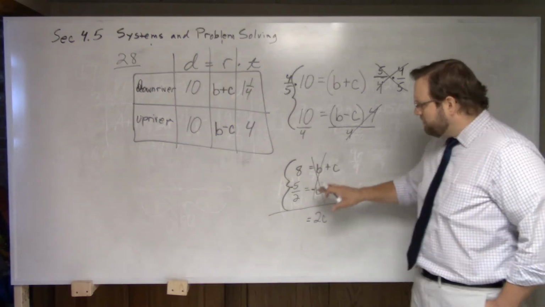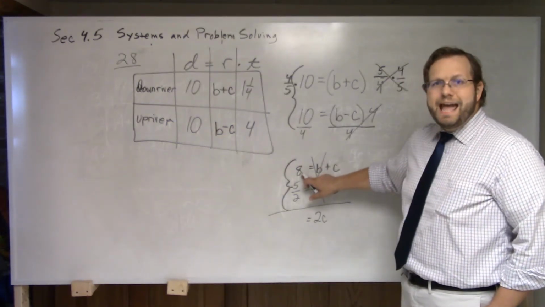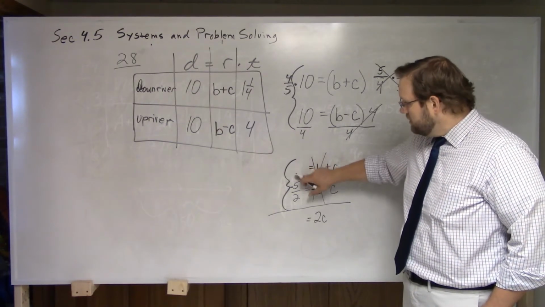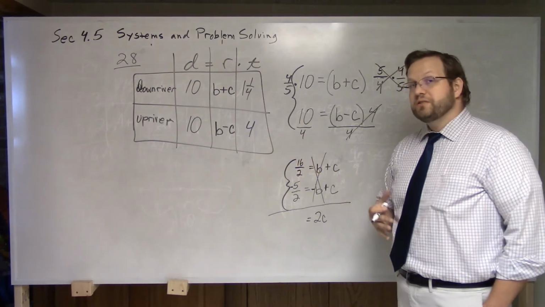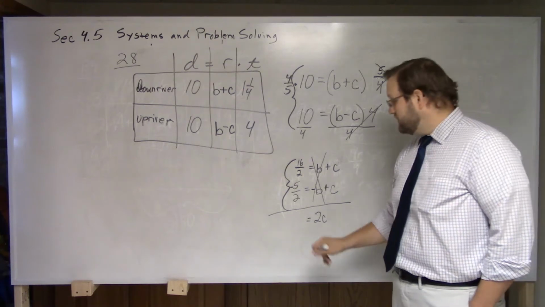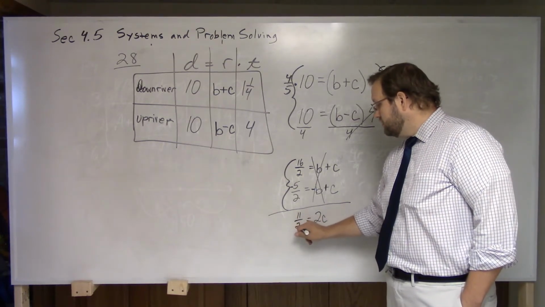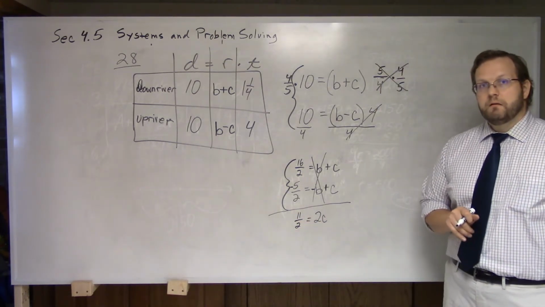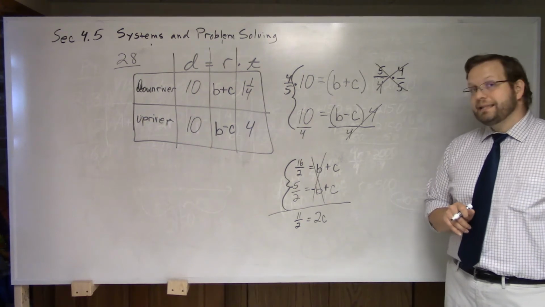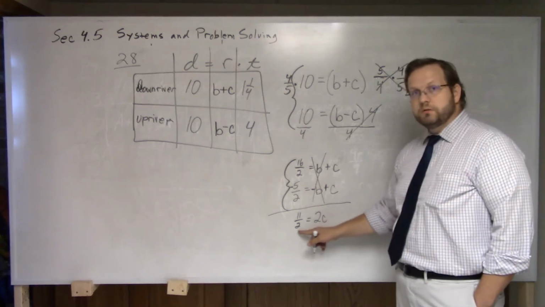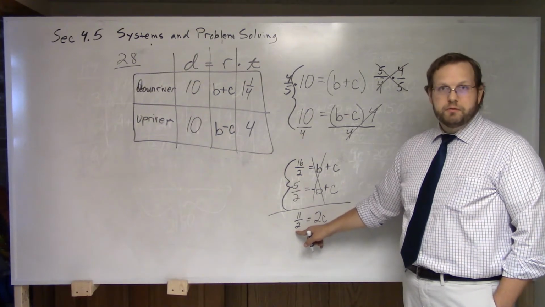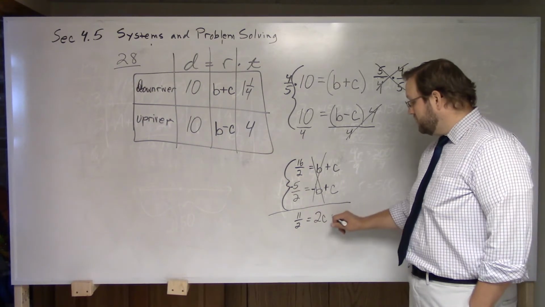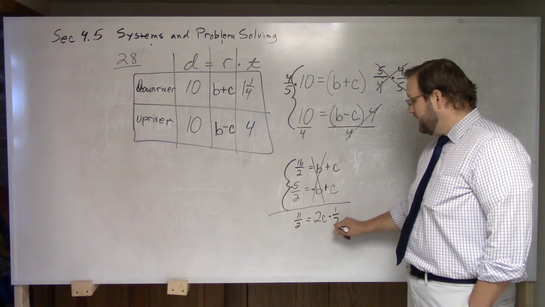Remember, 8, how many halves are in 8? 8 times 2 is 16. So I have 16 halves minus 5 halves is 11 halves. I can then divide by 2. But if I have a fraction here, don't divide, multiply by the reciprocal. Instead of dividing by 2, I could also multiply by a half.